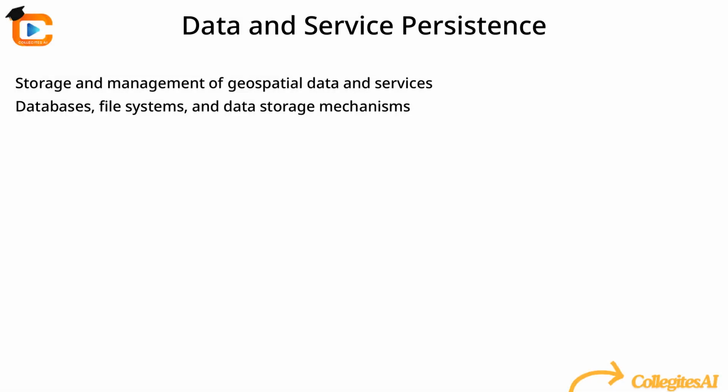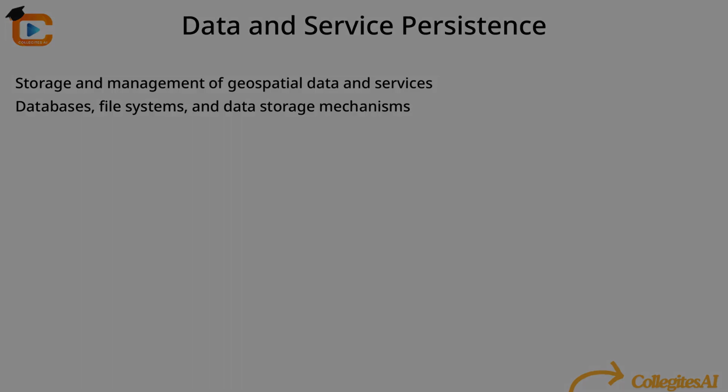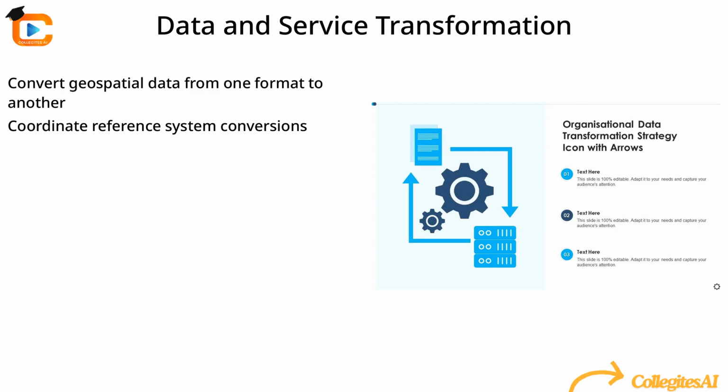Data and service persistence deals with the storage and management of geospatial data and services. This involves databases, file systems, and other data storage mechanisms to ensure the data is securely stored and accessible. Data and service transformation services convert geospatial data from one format to another or from one coordinate reference system to another. This is crucial for data integration and interoperability.